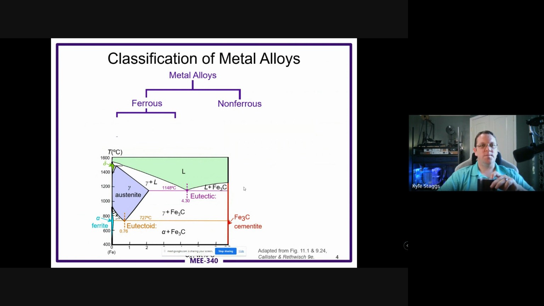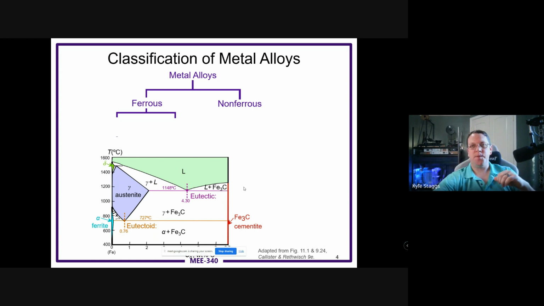So even though they're chemically so similar, their material behaviors are wildly different just because of a couple percent difference in carbon. So that carbon content is actually really, really important. That's why it's so important that we're going to see it actually goes into the naming schema for different types of materials.